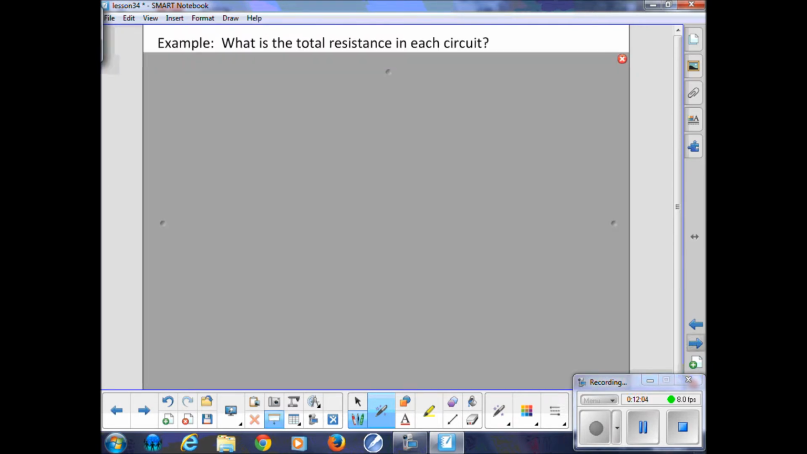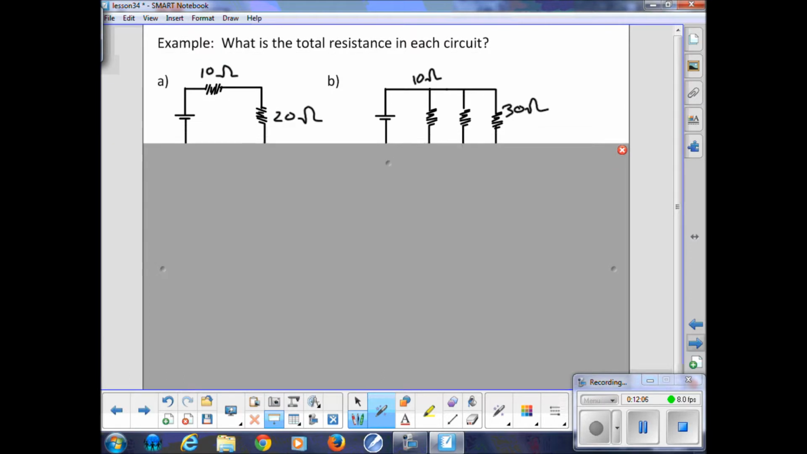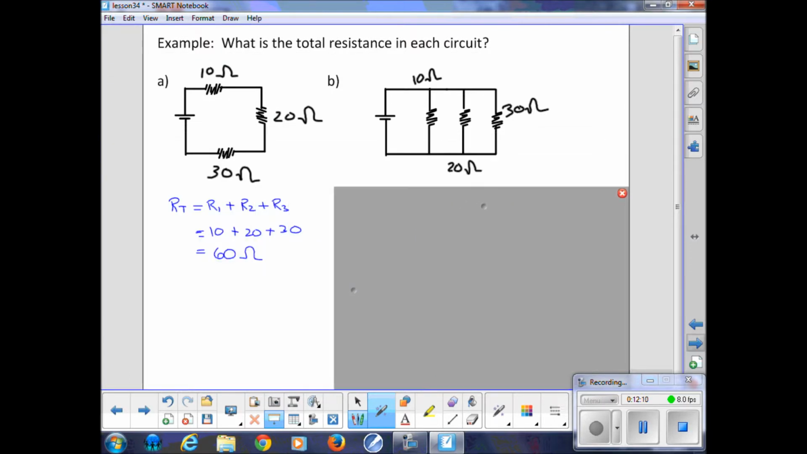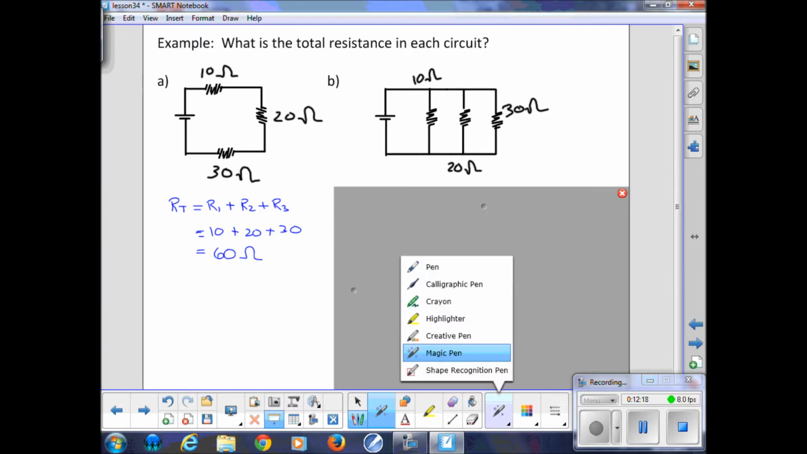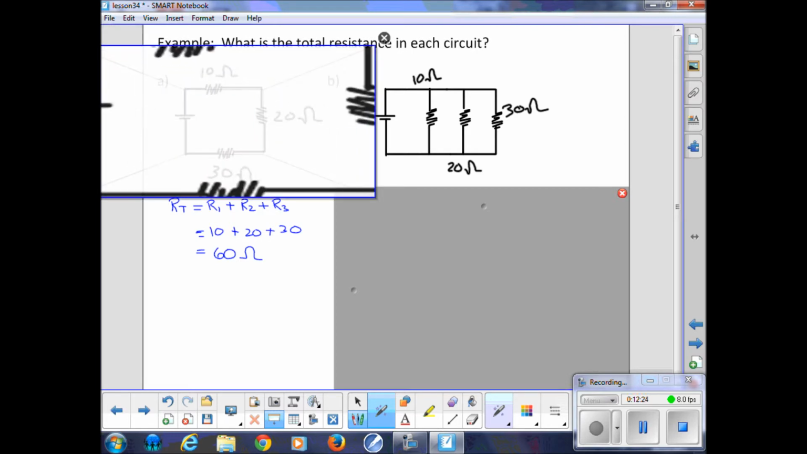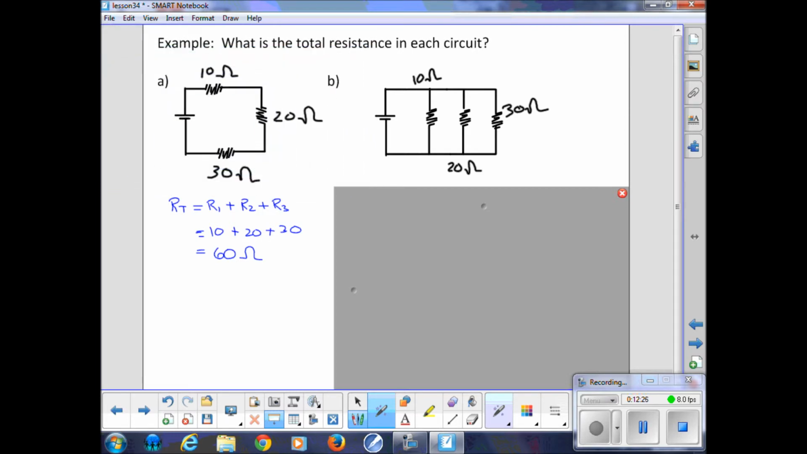Moving along, what is the total resistance in each circuit? So here are some examples. So let's take a look at the first one in series. So as I said, you're just adding the three resistances up. So 10 plus 20 plus 30. And again, the reason for that is that every electron has to follow the same pathway. They can't stray from that pathway.